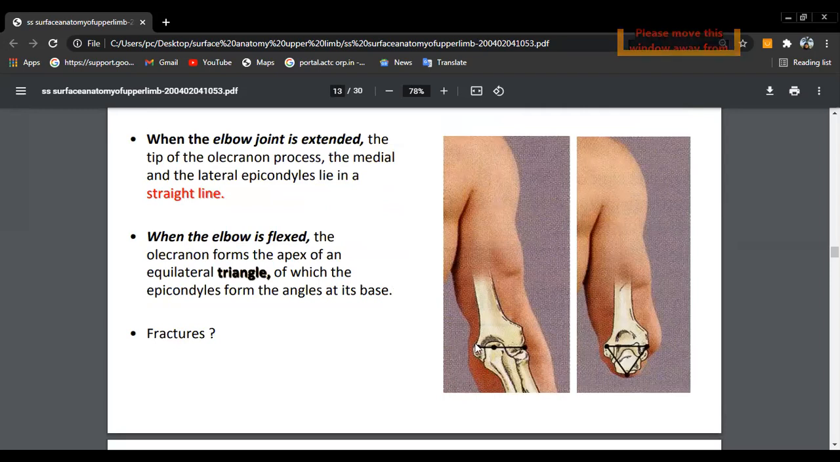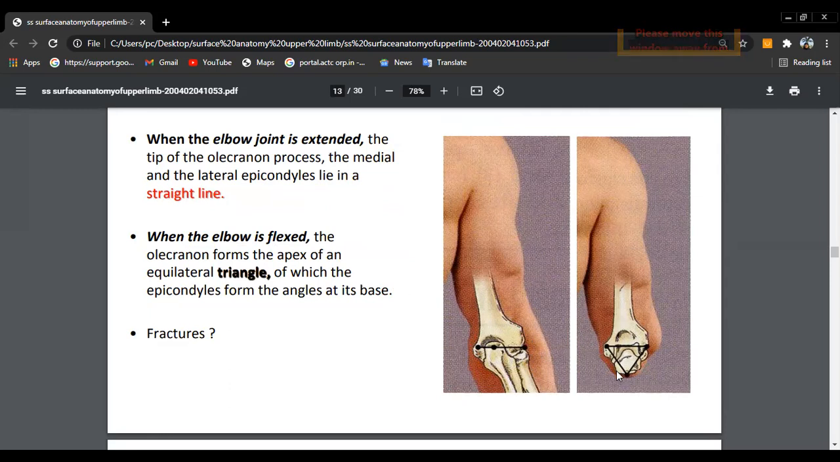Then when the elbow is extended, if you remember I told you this point when we were doing osteology, this is the olecranon process of the ulna bone, isn't it? Towards the radius, this is the lateral epicondyle, towards the ulna, this is the medial epicondyle. So the lateral epicondyle, olecranon process and medial epicondyle are lying in the same plane if the elbow is extended. So they lie in a straight line.